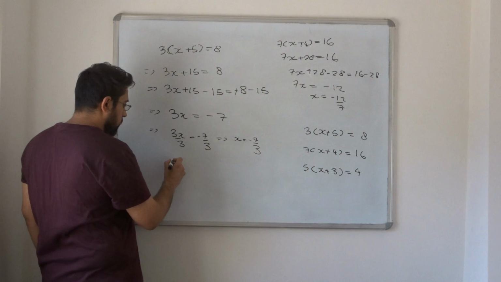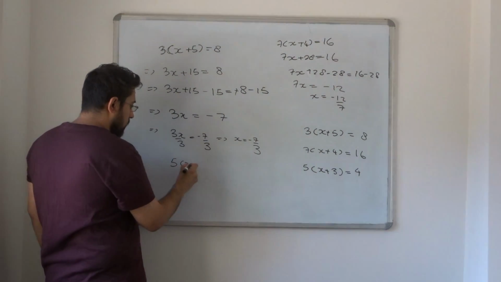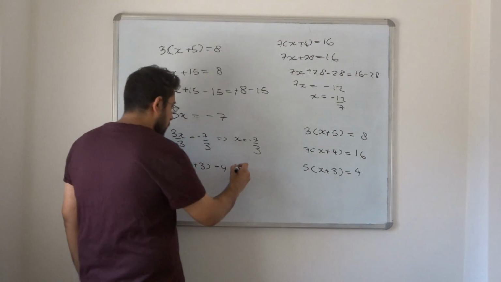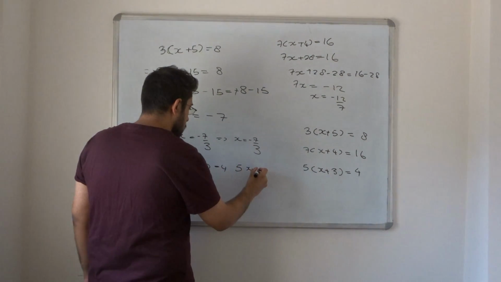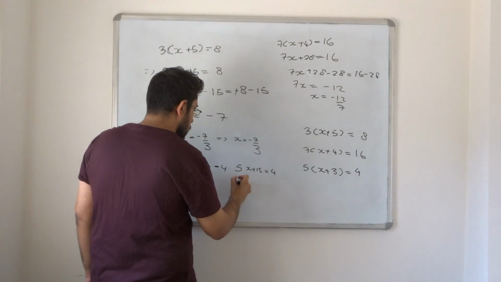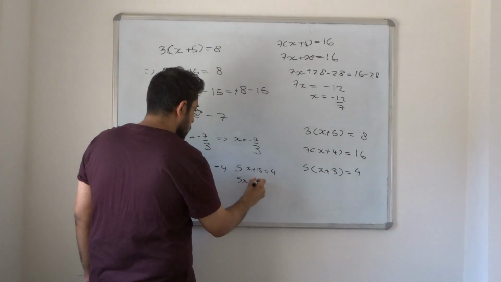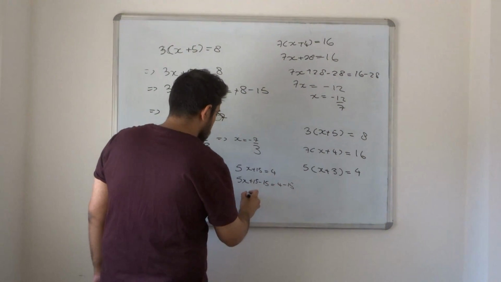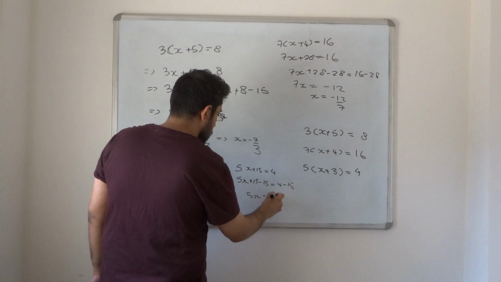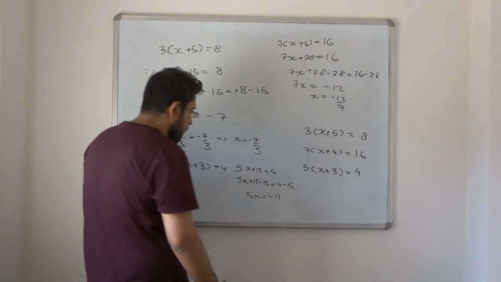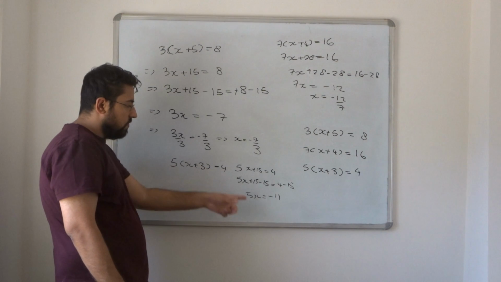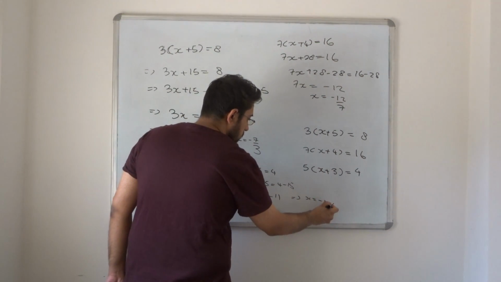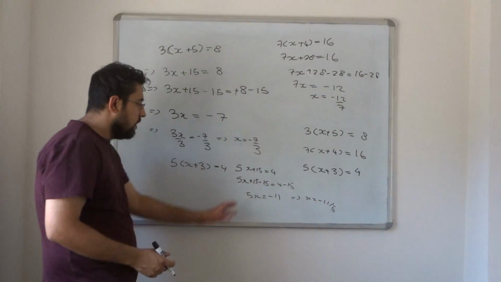Let's solve this one here, and then we'll erase it. So 5 times x plus 3 equals 4, so you have 5x plus 15 equals 4. Then 5x plus 15 minus 15 equals 4 minus 15, so 5x equals negative 11. So here x equals negative 11 upon 5, so that is your answer.